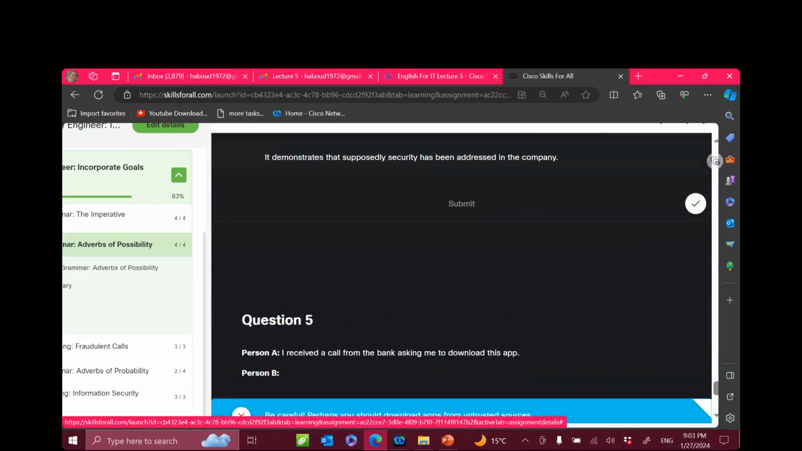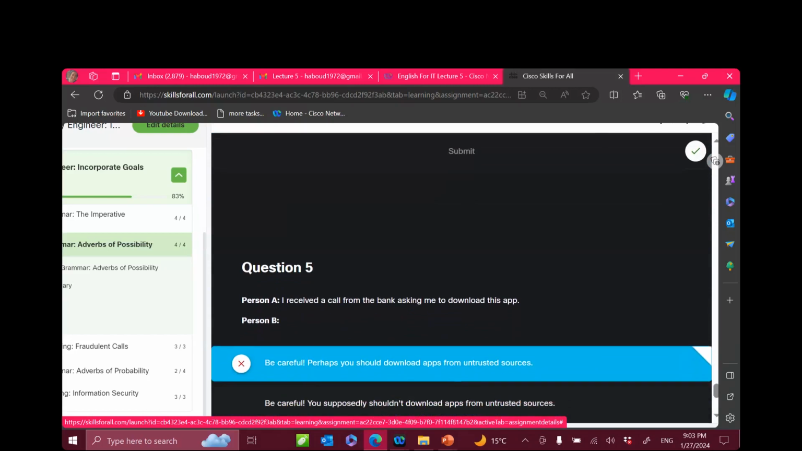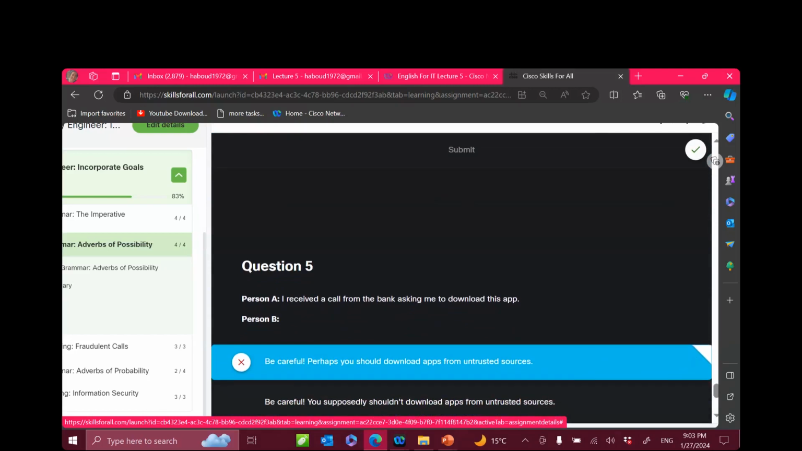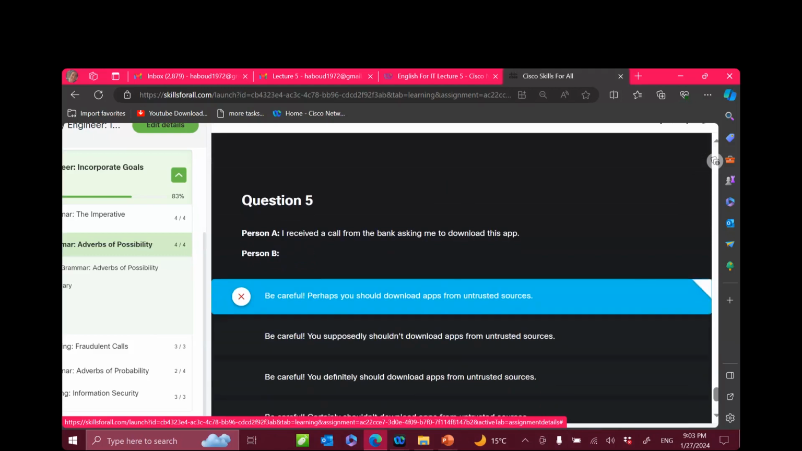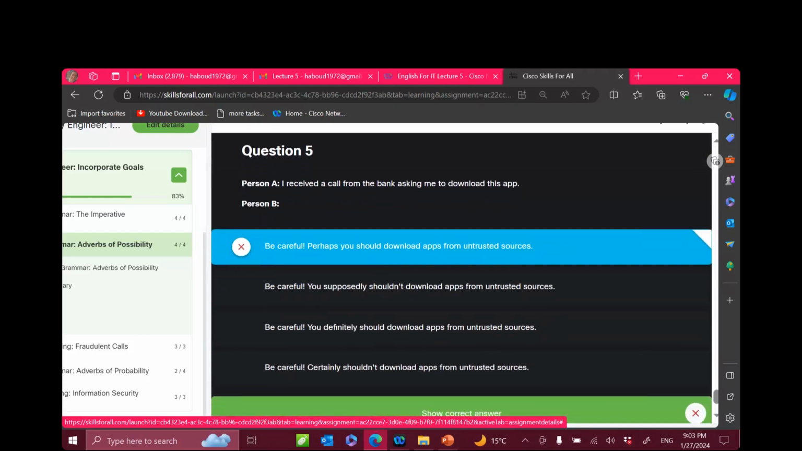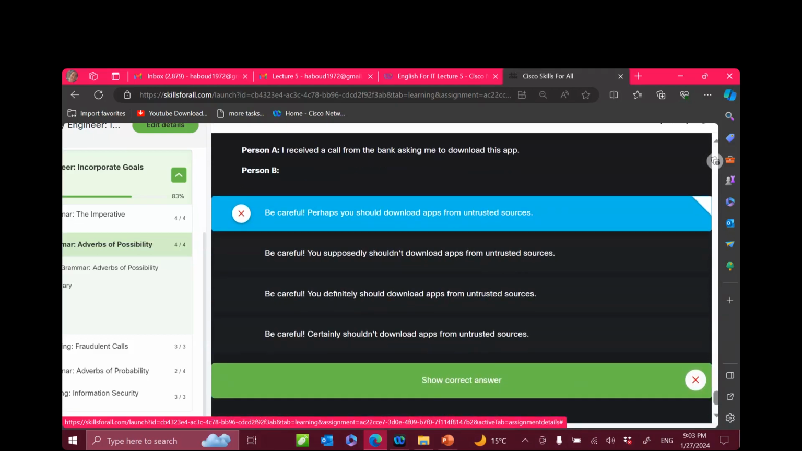Person A: I received a call from the bank asking me to download this app. Be careful, perhaps you should download apps from untrusted sources. Or be careful, you supposedly shouldn't download apps from untrusted sources. Or be careful, you definitely should download apps from untrusted sources. Or be careful, certainly shouldn't download apps from untrusted sources.